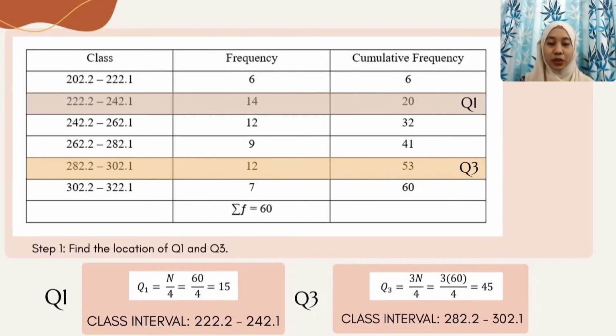Meanwhile, for the third quartile, we use the formula 3n divided by 4, where 3 multiplied by the sample 60, divided by 4, we get 45 at the fifth class, and our class interval is 282.2 until 302.1, where our frequency is 12 and cumulative frequency is 53.